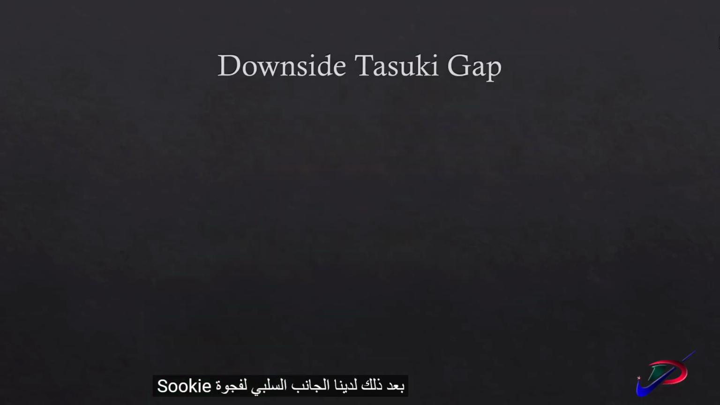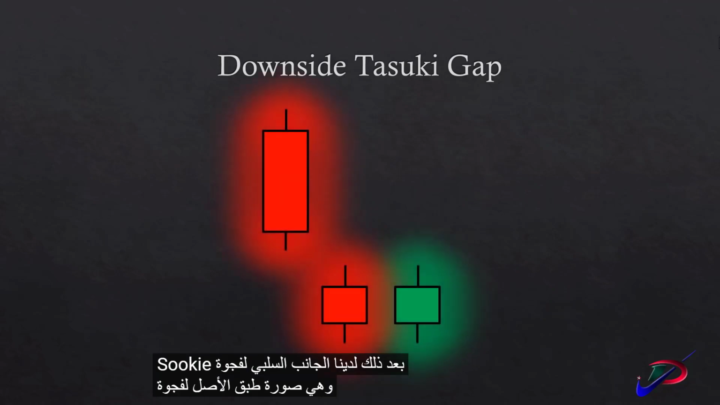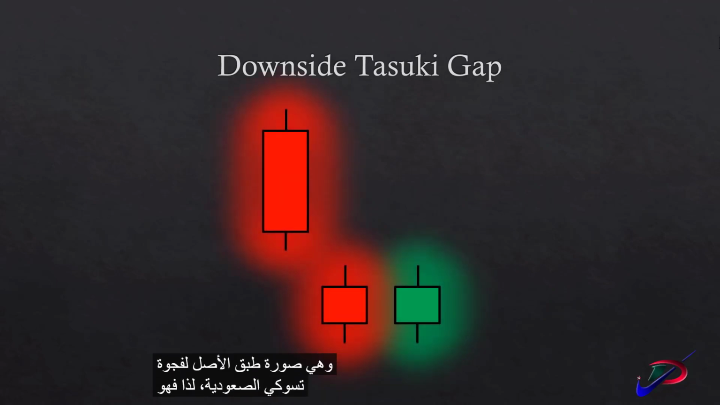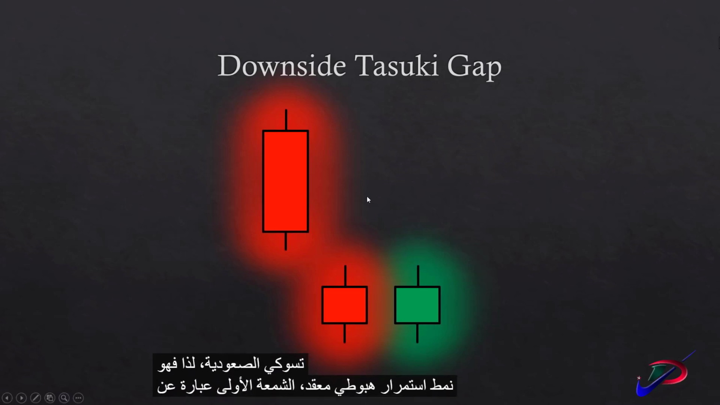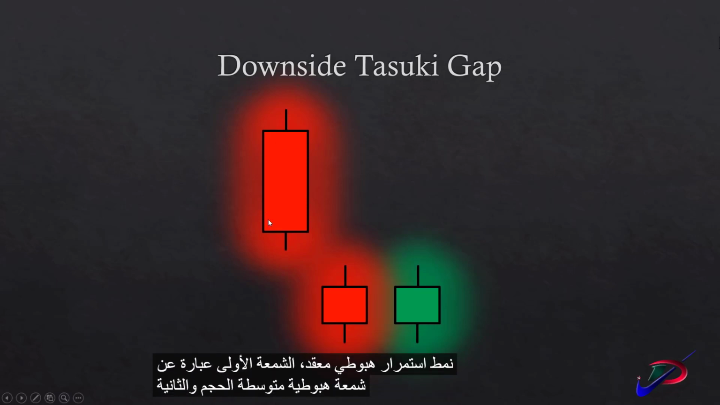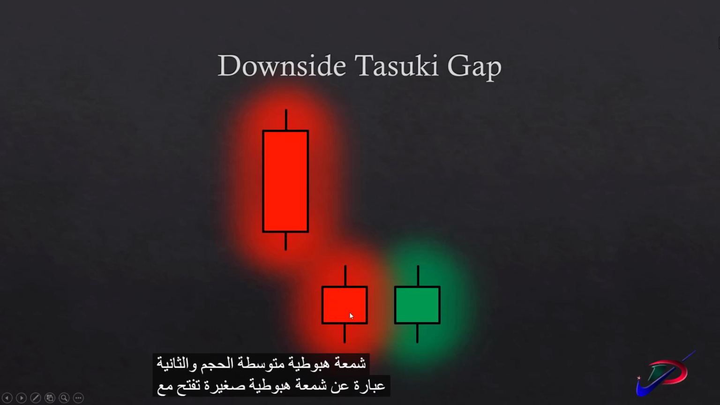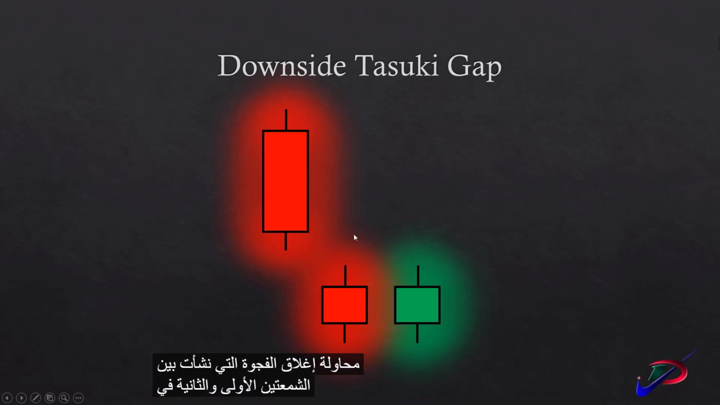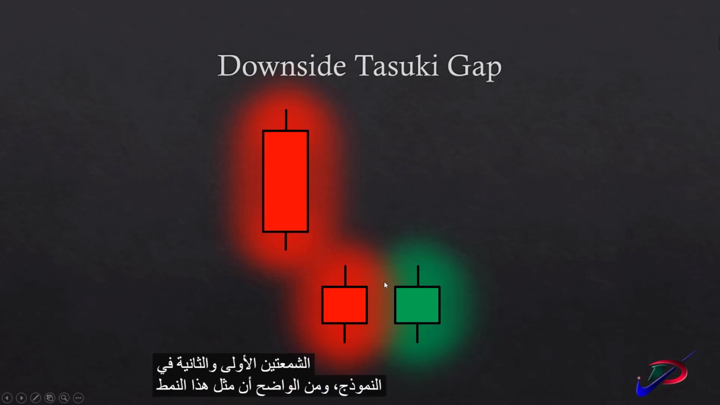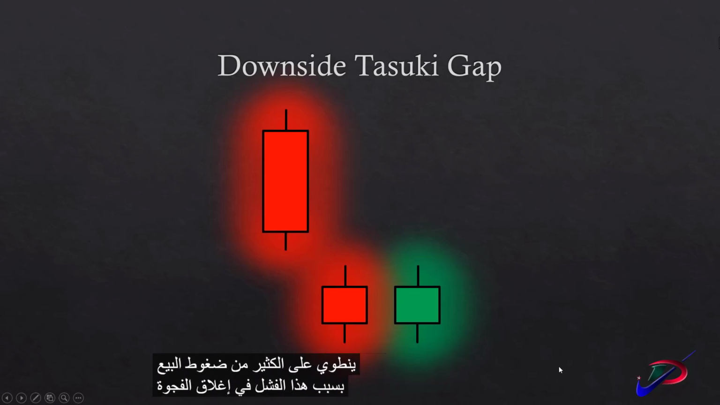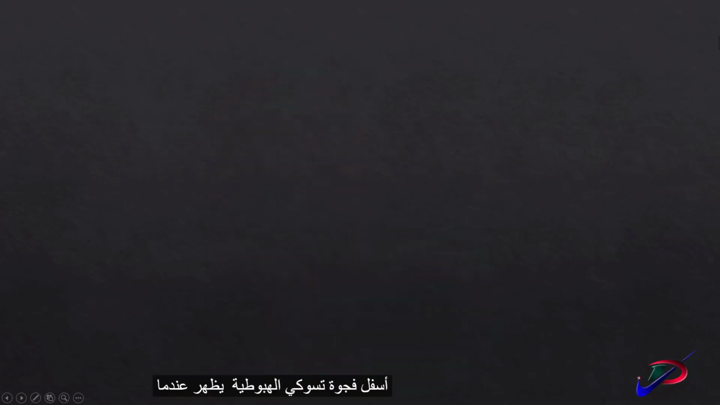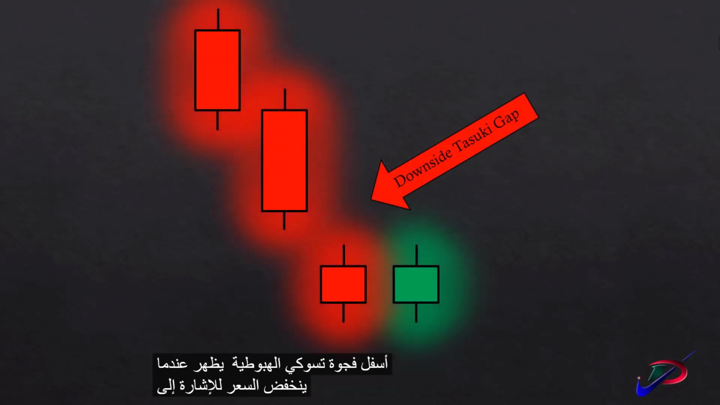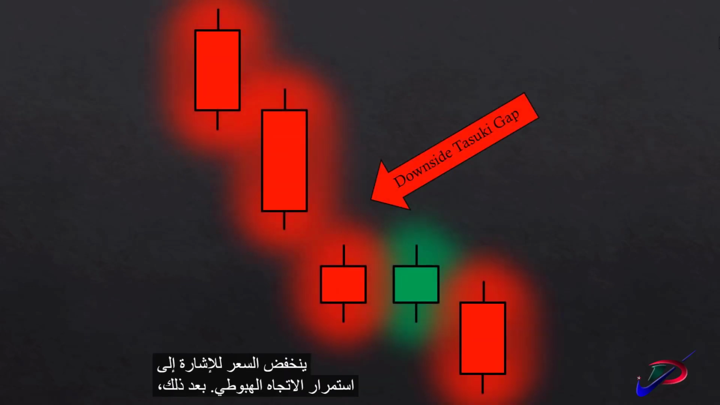Next we have the downside Tasuki gap, which is the mirror image of the upside Tasuki gap, so it's a complex bearish continuation pattern. The first candle is a medium-sized bearish candle, the second is a small bearish candle that opens with a gap down, and the third is a small bullish candle that fails to even attempt closing the gap created between the first and second candlesticks in the pattern. It's clear that such a pattern implies a lot of selling pressure because of this failure to close the gap down. The downside Tasuki gap appears when the price is going down in order to signal a continuation to the downside.